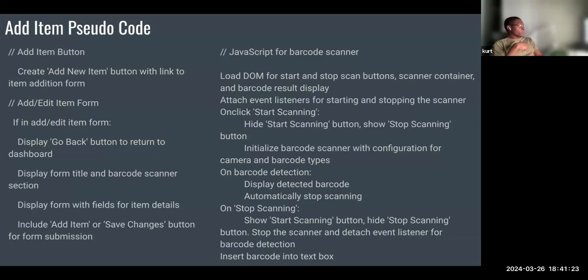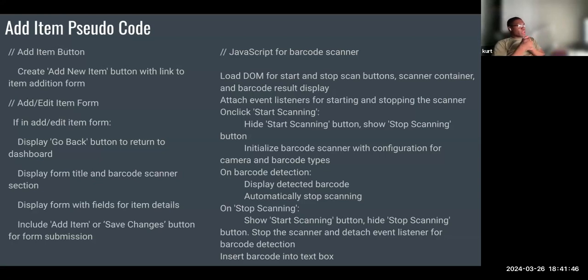form title and barcode scanner section, and also display the fields for the item. So category, name, quantity, signed in, signed out, barcode number, and then there's going to be a confirmation at the bottom to add the item or save whatever changes if you edited the item.